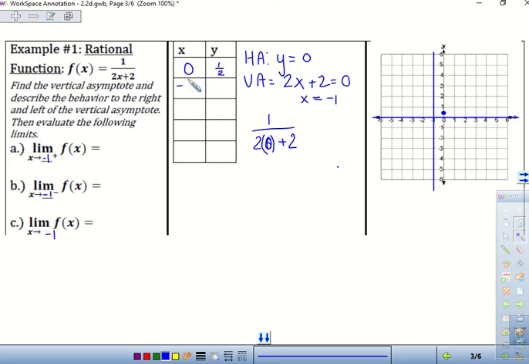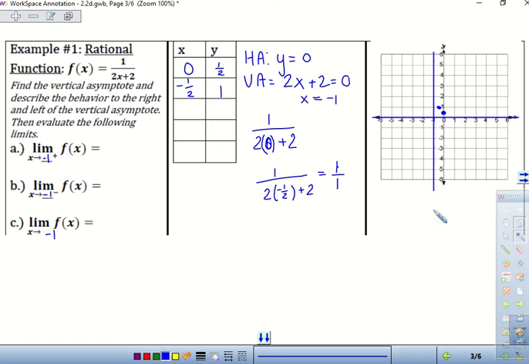-1/2, right? Or -0.5. So you're going to plug in -1/2 to see what we get. So that's going to be 2 times -1/2 plus 2. That's going to be -1 plus 2, which is 1/1. So that's 1. So I'm here. Now you can kind of see what's happening.